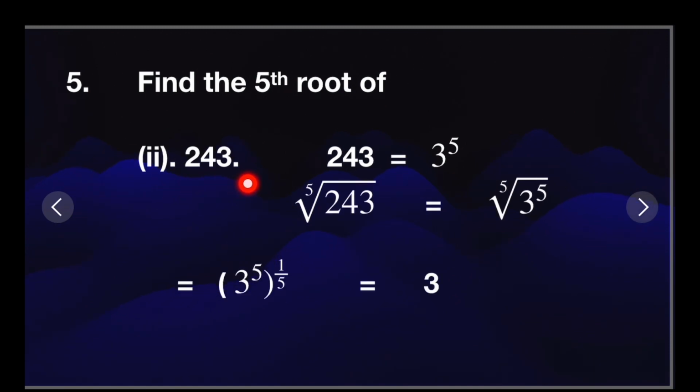Number 2, 243. Factorize it, you will get 3 raised to 5. So, fifth root of 3 raised to 5. Write it in fractional form. 3 raised to 5 raised to 1 upon 5. You multiply, it will get cancelled. You are left with 3.